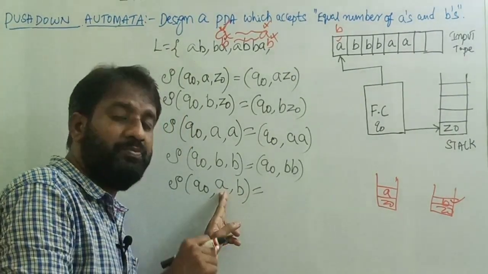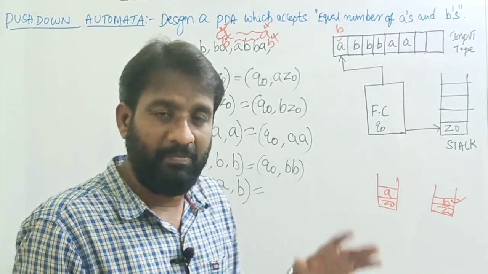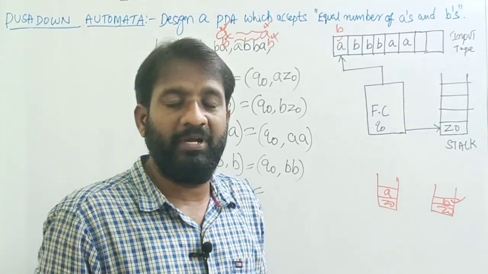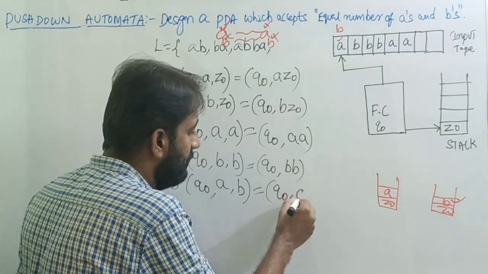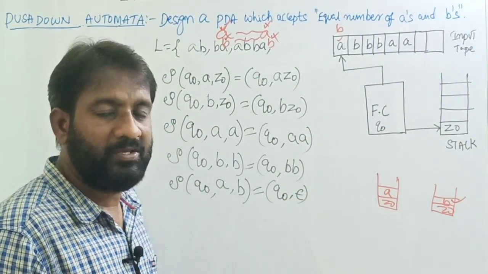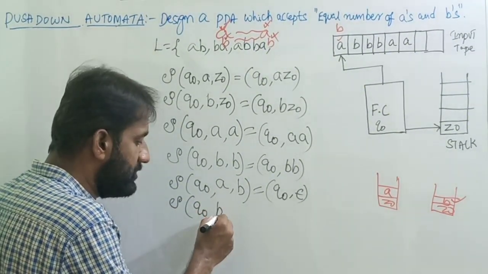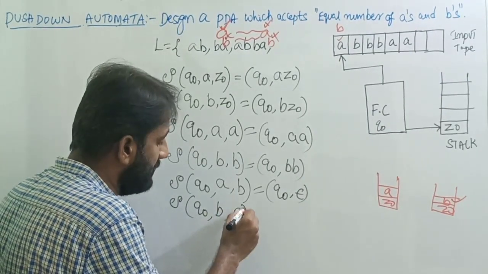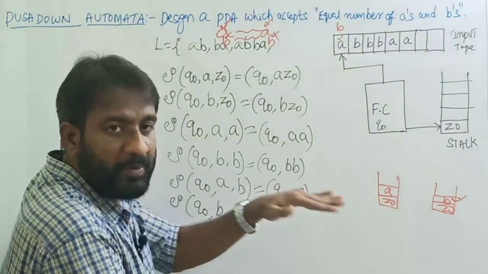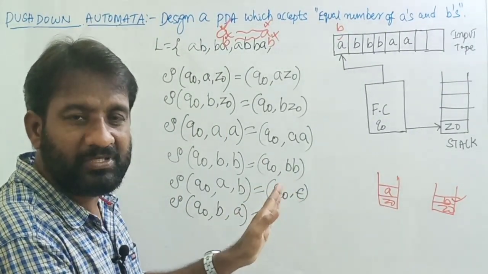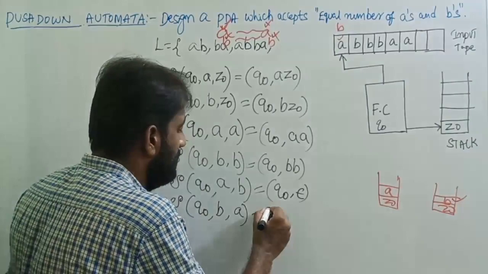Next transition is Q0, let's assume the next input symbol is A and the top of the stack is B. These are different symbols. Then as per my design, I am asking you to do the pop operation by removing an element from the stack. We can represent that as Q0 epsilon. The next possible combination is the transition of Q0 if the input symbol is B and the top of the stack is A. Both are different symbols, so again you do the pop operation by removing an element from the stack.